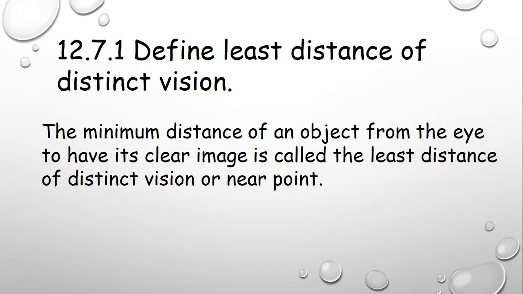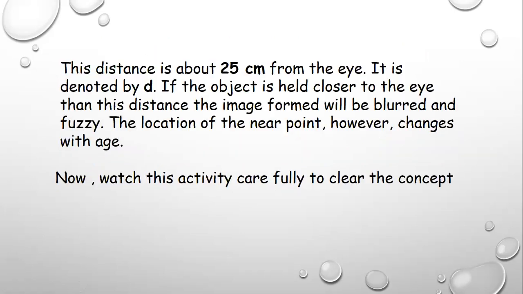It means that if I'm reading a book, at what distance the book should be kept so that I can read it very clearly, or I can say that the images of the letters will form on my retina very distinctly. Then this least distance of distinct vision is about 25 centimeters from the eye, and this 25 centimeters may vary with age, or from person to person. It is denoted by D.